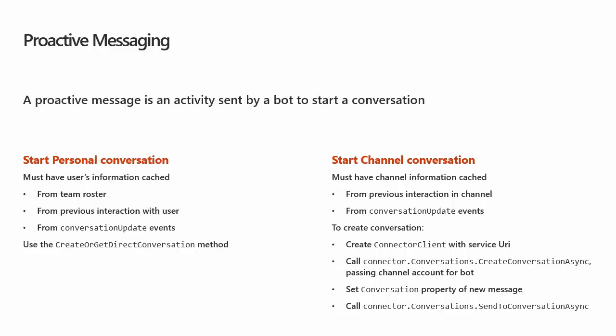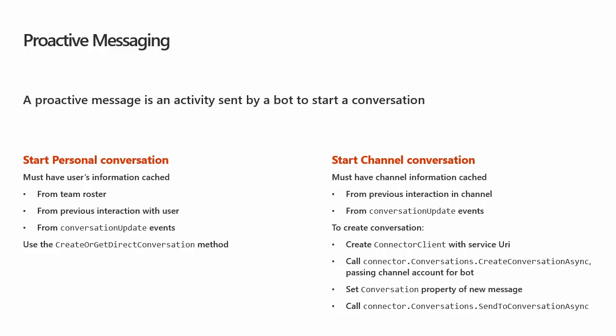Where the context is helpful and where bots can provide some additional value is in proactive messaging. Proactive messaging is just a term used to describe the message sent by a bot to start a conversation. This isn't a response, but is rather starting a conversation. You can start a personal conversation if you have the user's information cached. That information can be cached either by querying the member list in response to an event, or saving information when a user mentions the bot, or if a user initiates a one-on-one conversation and you want to reply to it.